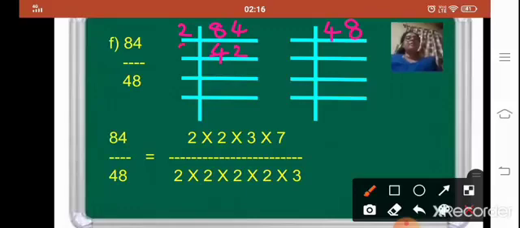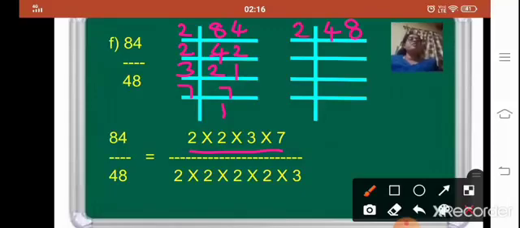Again it is divisible by 2. 2 2s are 4. So 2. 3 7s are 21. 7 1s are 7. So I'll write it as 2 into 2 into 3 into 7, the prime factors of 84.